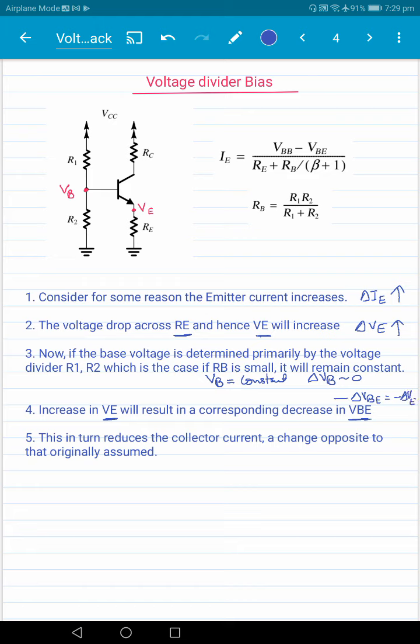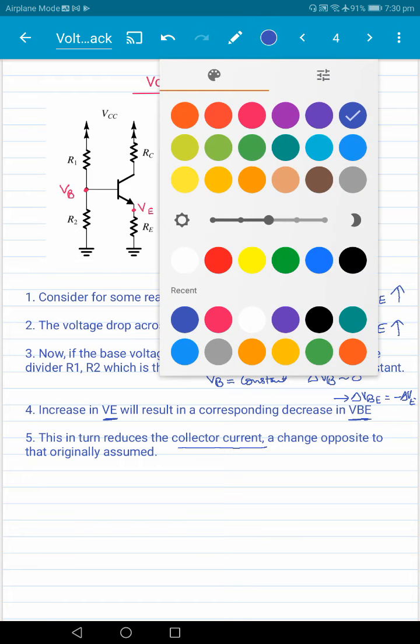And so there's a change in delta VBE here. And then they say that this change in delta VB will reduce the collector current, and it will cause a change which is opposite to that originally assumed. All right, so let's write it down once more.